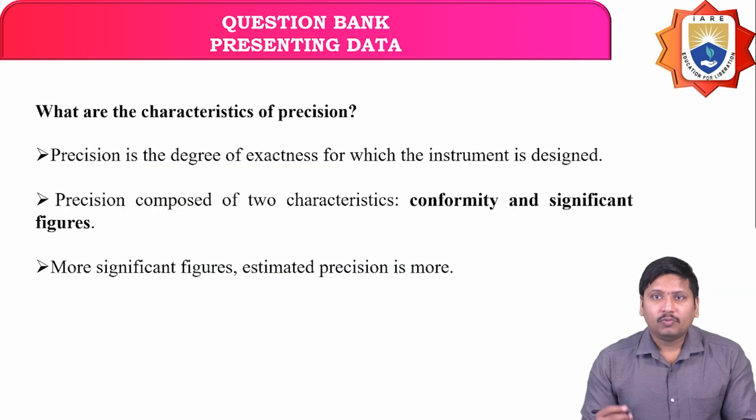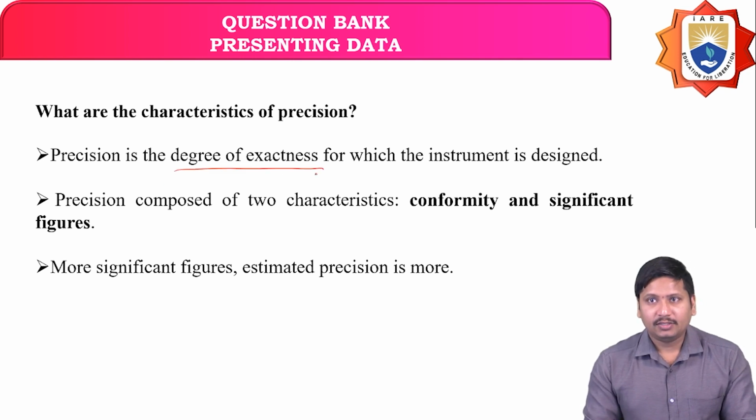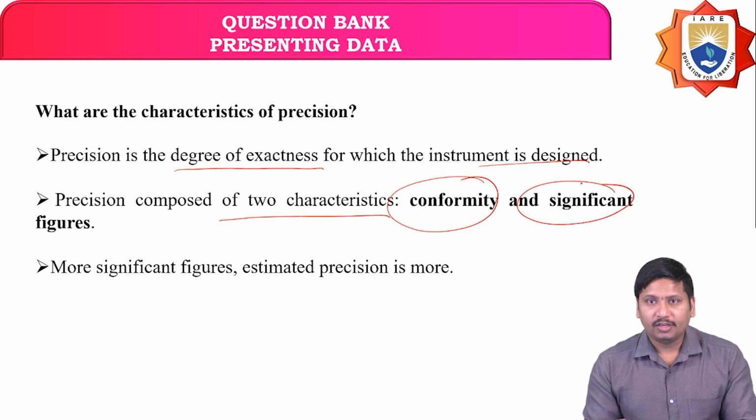And next, what are the characteristics of precision? Precision is the degree of exactness for which the instrument is designed. Precision is composed of two characteristics. The first is conformity, and the second is significant figures. The more significant figures, the more the estimated precision.